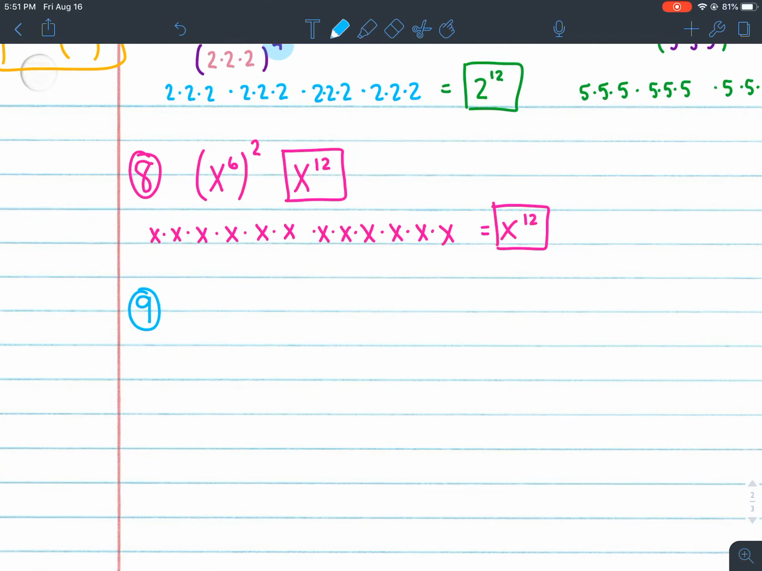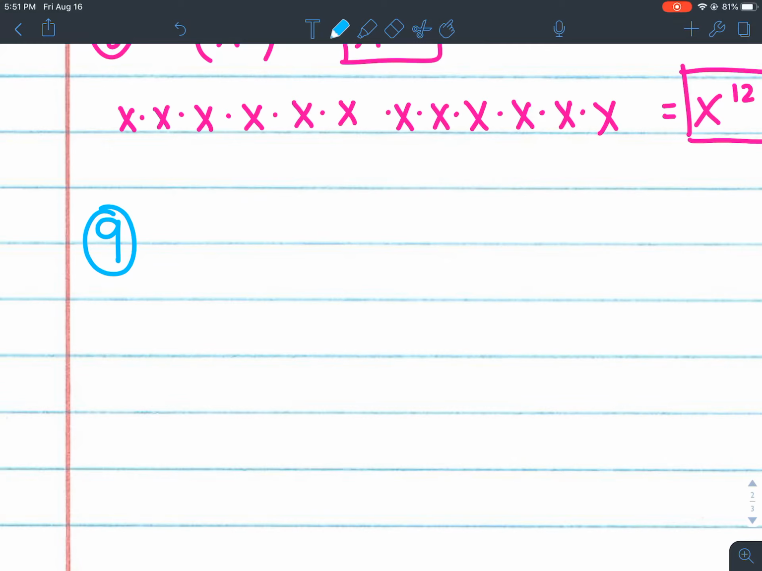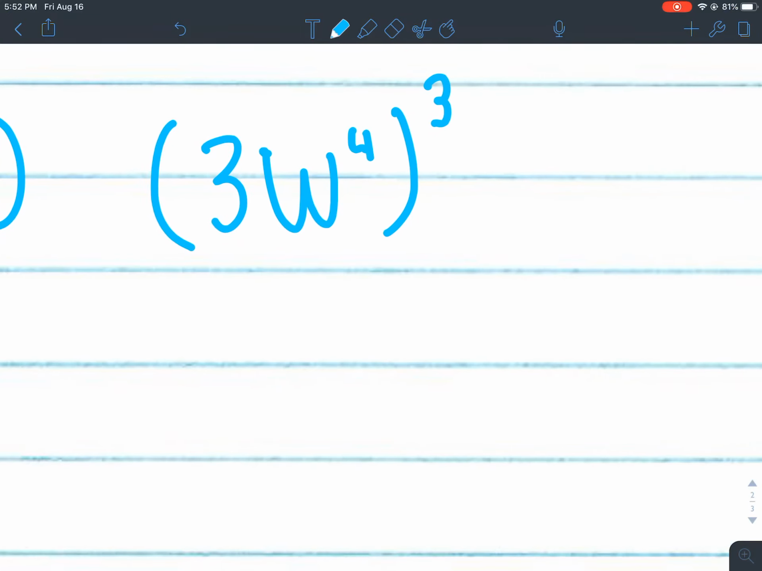All right, let's try another example. Let's get a little bit more complicated. Let's put 3w to the 4th cubed. So what I've added here now is a variable and a coefficient. So I've added two things here. Let's expand this out. Let's talk about what this means. So I have 3 times w to the 4th. What does w to the 4th mean? That means I have w times itself 4 times. So I'm going to write 4 w's.